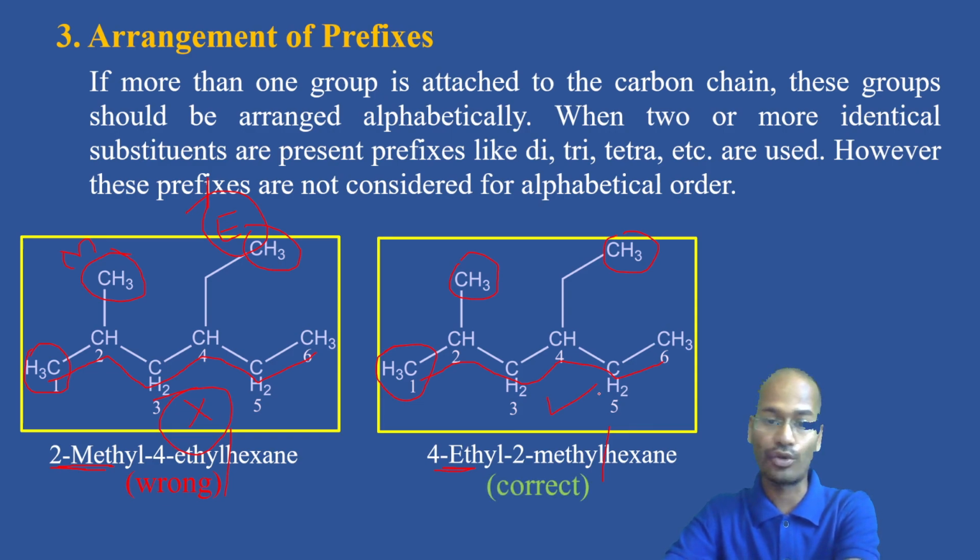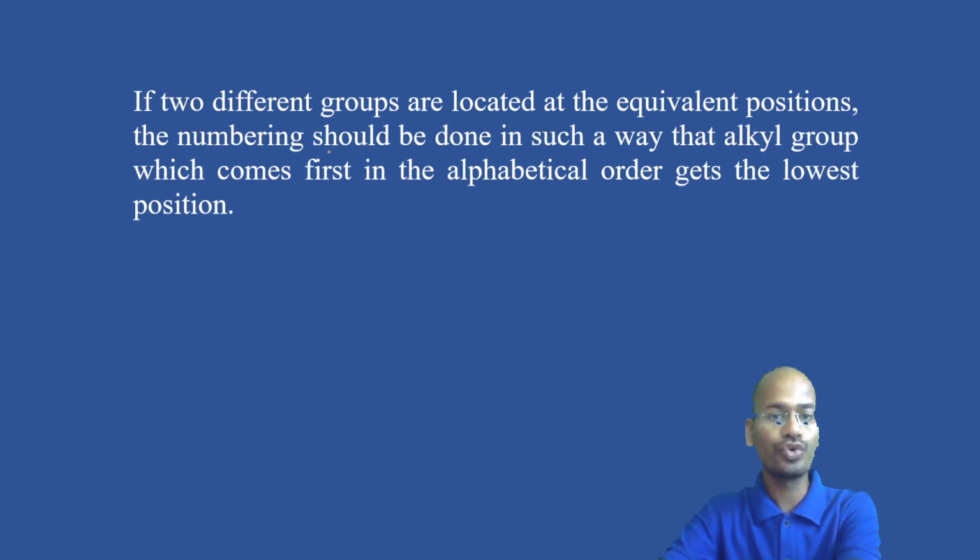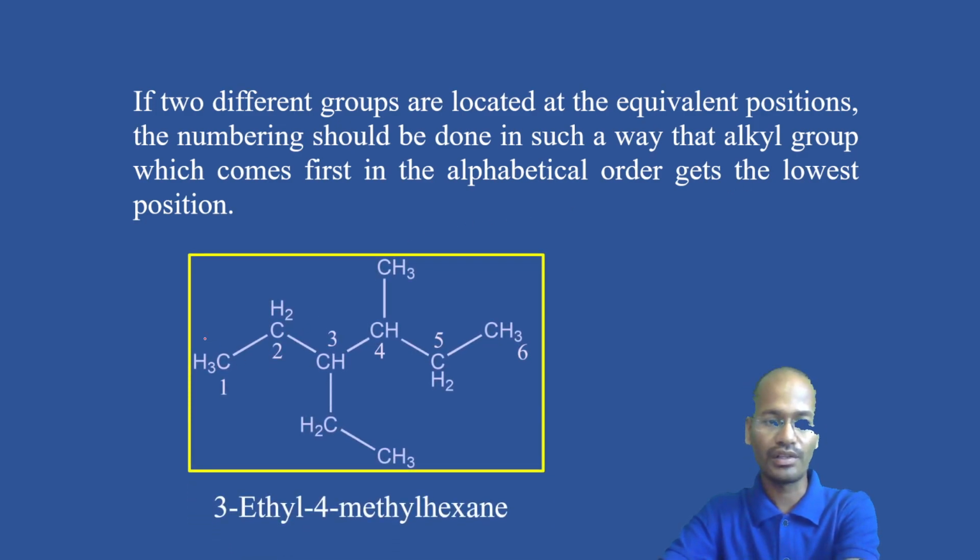So we have to arrange the substituents as per their alphabetical order, and if two different groups are located at equivalent positions, the numbering should be done in such a way that the alkyl group which comes first in alphabetical order gets the lowest position. Let's try to see. Example, the numbering was started from here. 1, 2, 3, 4, 5, 6 is the longest possible chain, and there are two substituents: in third place ethyl, and in fourth place methyl. Methyl M, ethyl E.